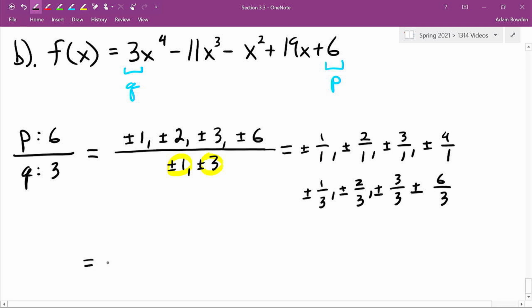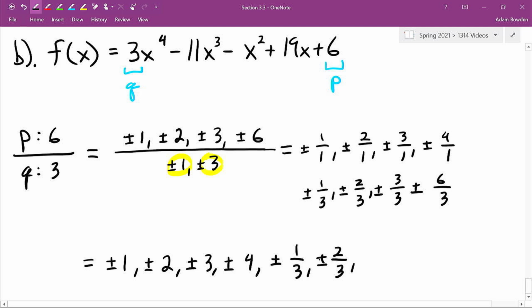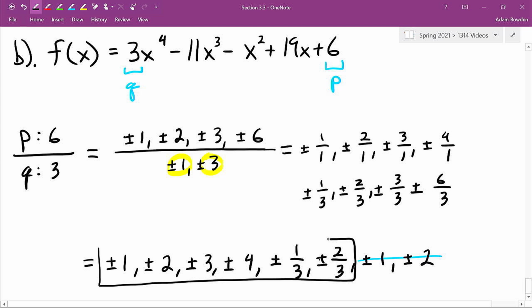So I'll simplify this down. We have 1 over 1. We have plus or minus 1, 2, 3, 4. We have 1 over 3, plus or minus 2 over 3. Plus or minus 3 over 3 is 1. Plus or minus 6 over 3 is 2. So notice how the 2 and the 1, they showed up another time. They've shown up twice, so we don't actually have to include them twice if we don't want to. It doesn't harm anything to put them down twice, but we don't necessarily have to. So all these numbers, plus or minus, are considered the possible zeros for our function.